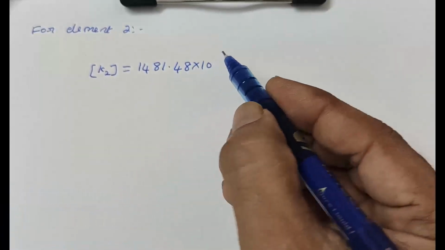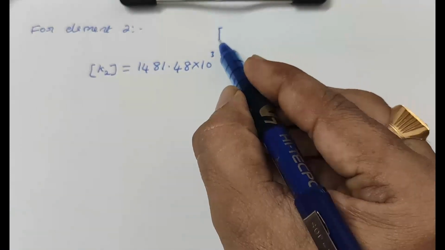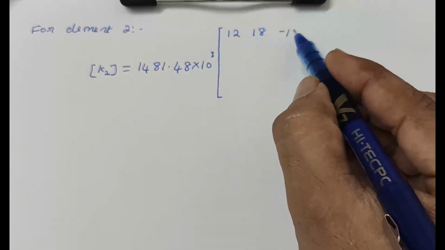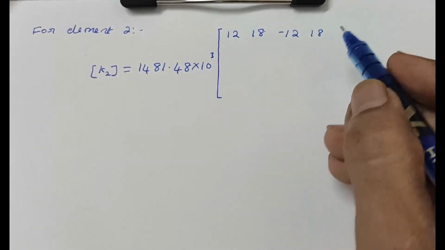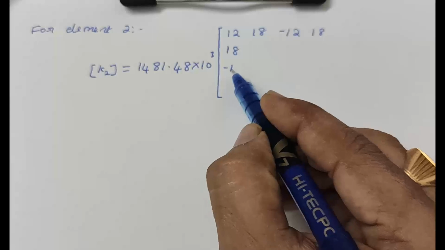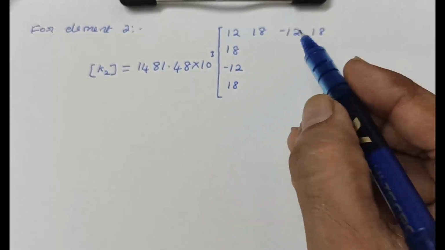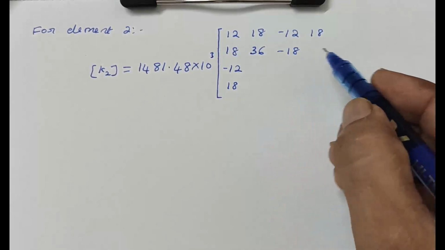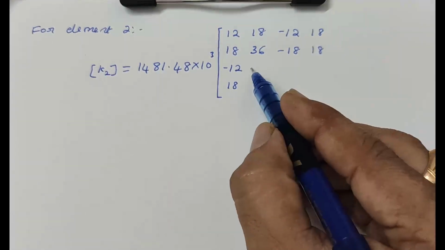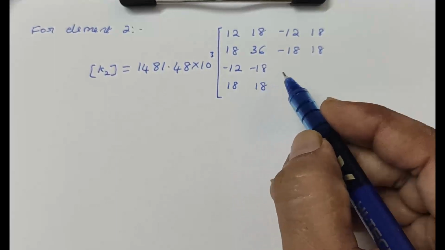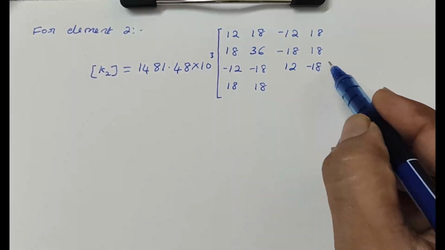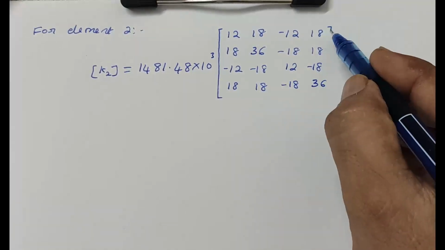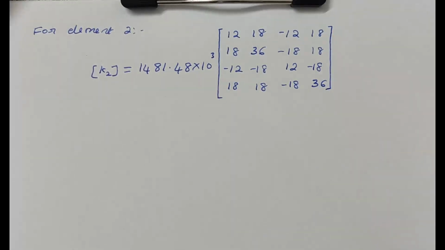1481.48 into 10 power 3, 12 18 minus 12, 18 18 minus 12 18, 36 minus 18, 18 minus 18 18 12 minus 18 minus 18, 36. This is for the second element.